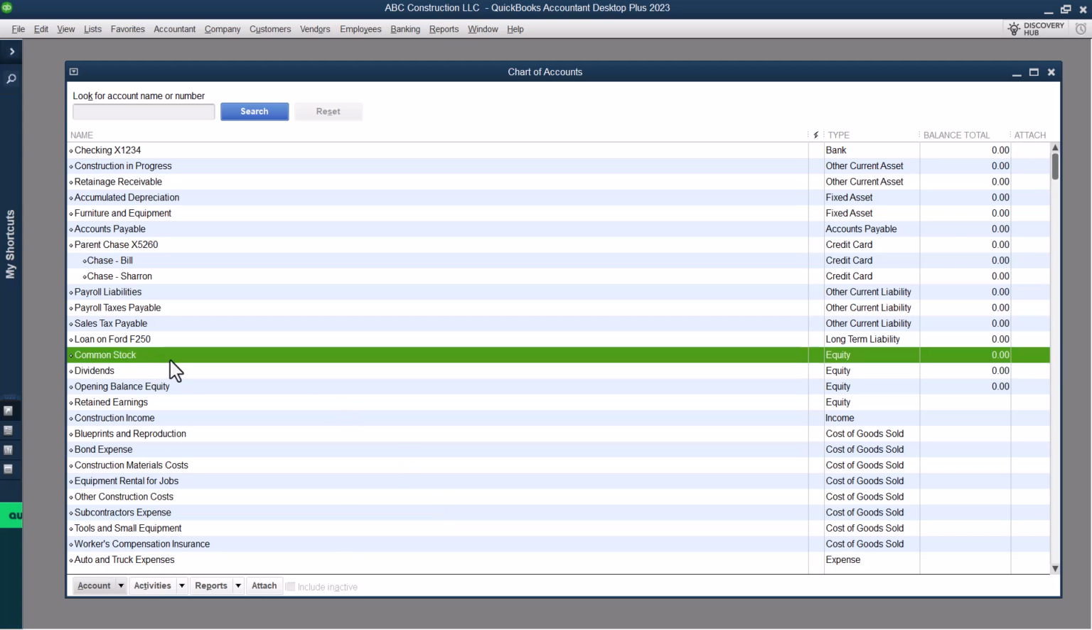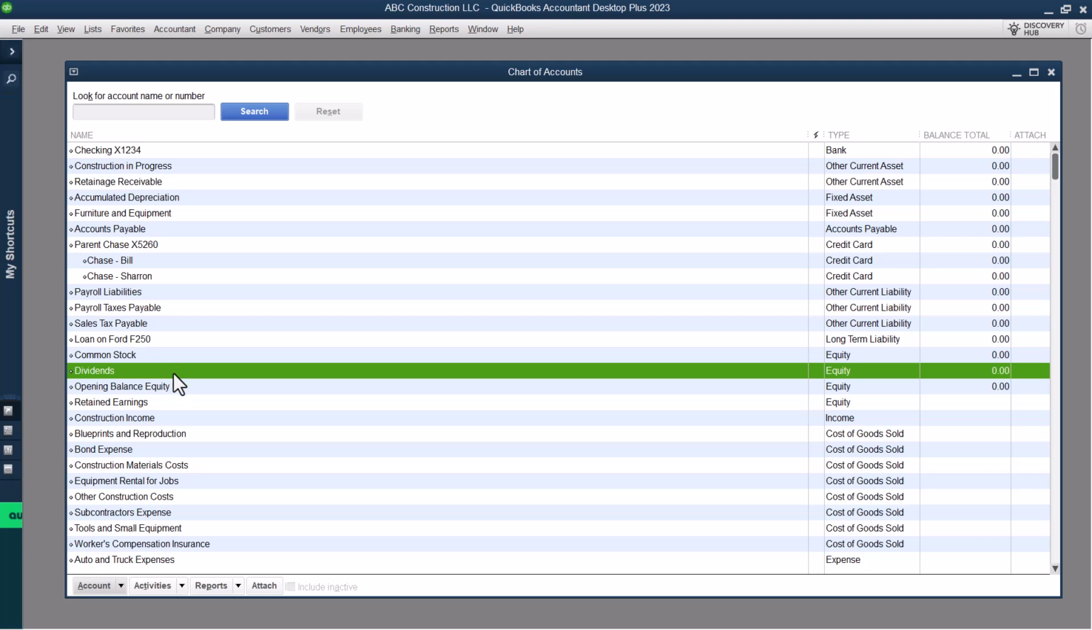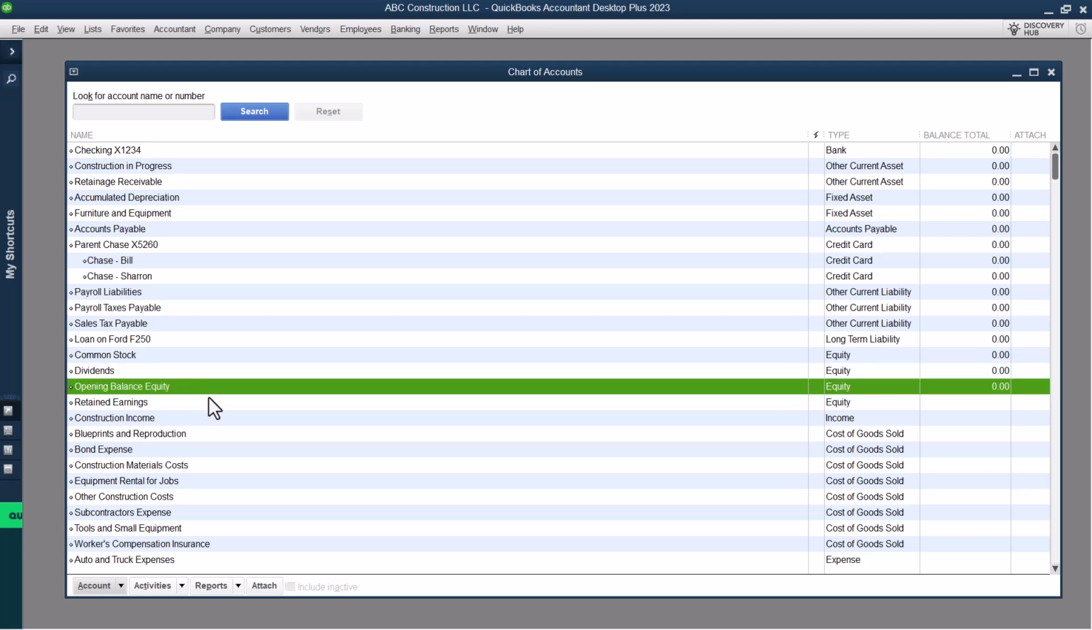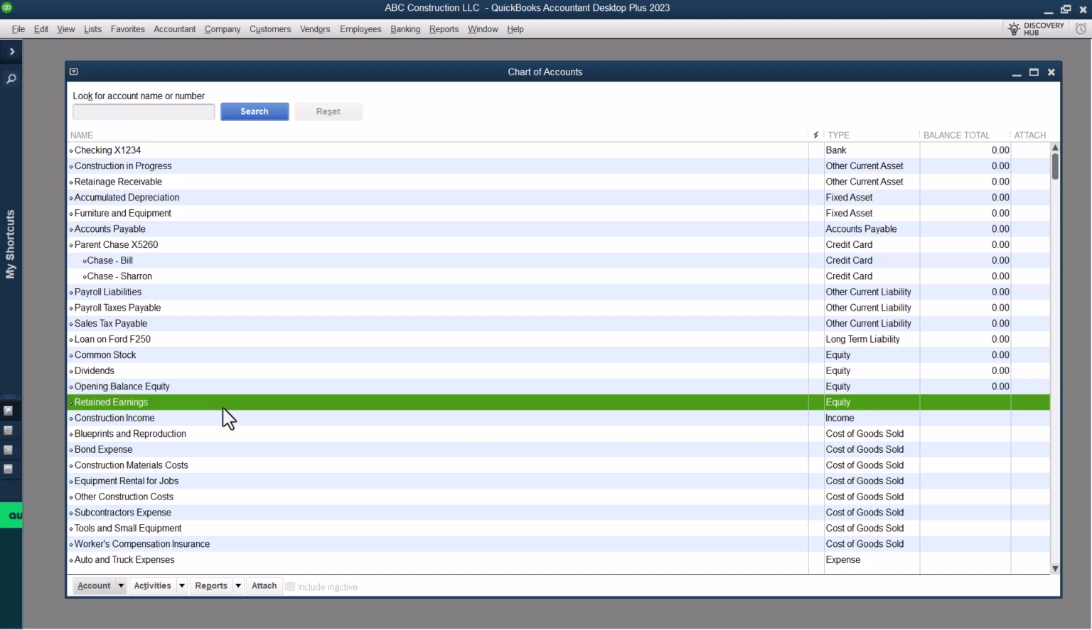You should have at least one type of stock account. You should have a dividend account. Opening balance equity can be there, but there should be a $0 balance in it. And you should have retained earnings. You may have other types in here as well, but this is your basic C corporation setup.